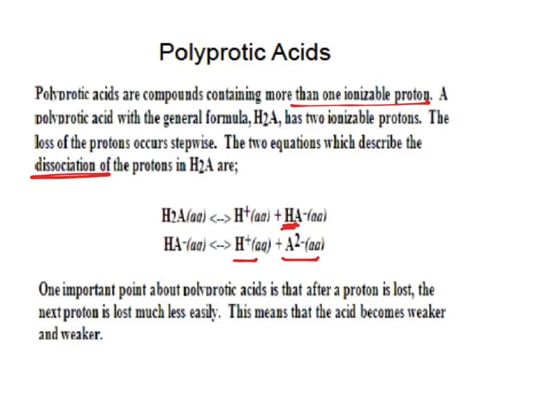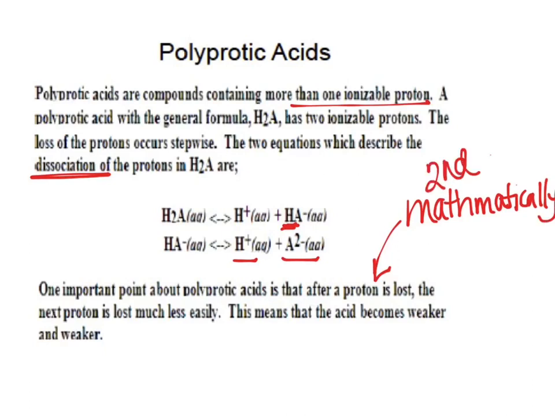The most important thing to know is that after that first proton is lost, is A just a variable? A is just acid. Okay. After the first proton is lost, the second proton is mathematically negligible. What's that mean? When I lose that second proton, it's not going to affect the pH.